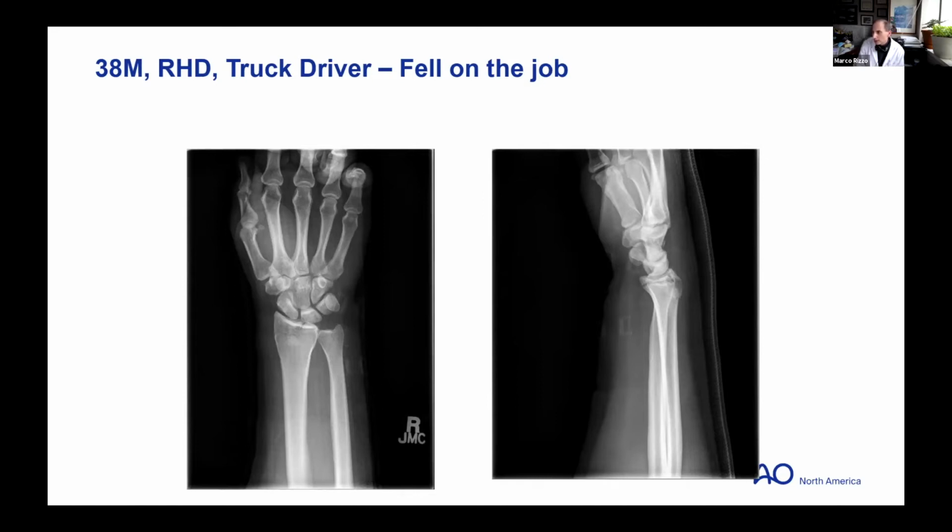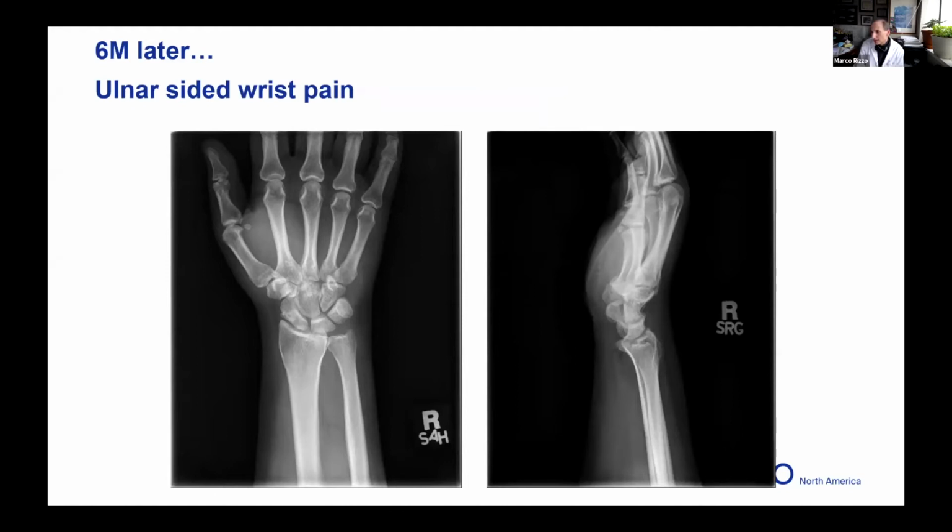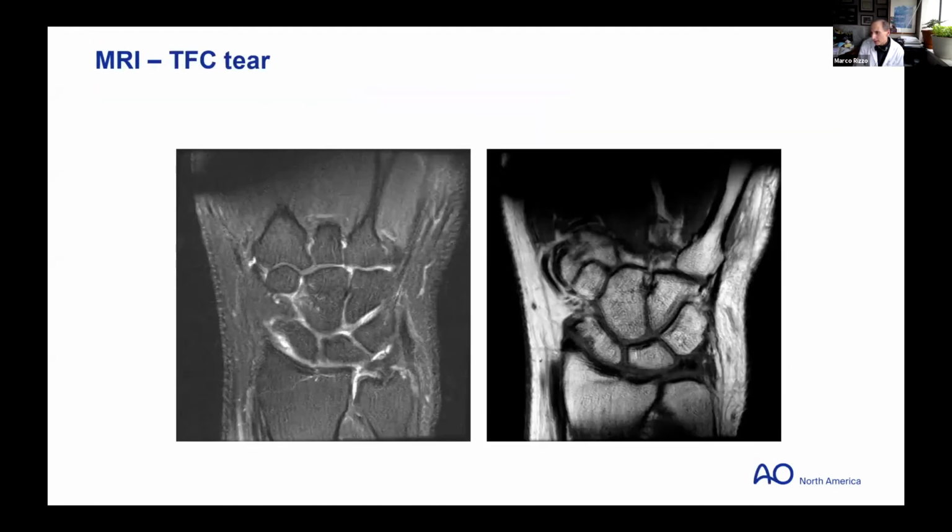At this point, I opted to treat him non-operatively, and radiographically, he went on to heal fairly adequately. Six months later, he had ulnar-sided wrist pain, which was troubling him quite a bit. I worked him up, and we performed an MRI, which showed evidence of a TFC tear. He did have foveal pain consistent with the TFC. His DRUJ felt stable. He didn't have obvious ECU subluxation. And the lunotriquetral interval was relatively painless, as were the pisotriquetral joints.